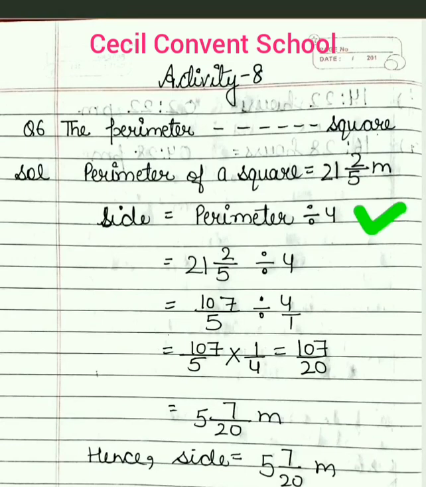After that, in place of perimeter, we write the perimeter value. Perimeter value is 21 2 by 5 divided by 4. First of all, students, we convert this mixed value. How we convert? Firstly, we multiply 21 by 5. When we multiply it, we get 105. 105 plus 2, we get 107 upon 5 divided by 4 upon 1. Because in denominator nothing is written, that's why we write 1 down.